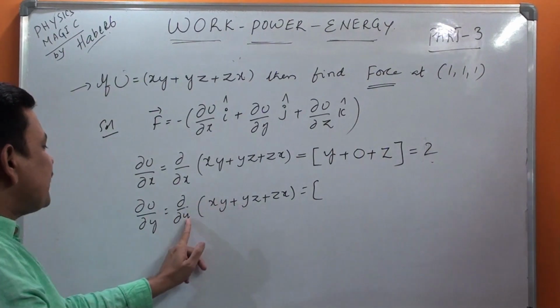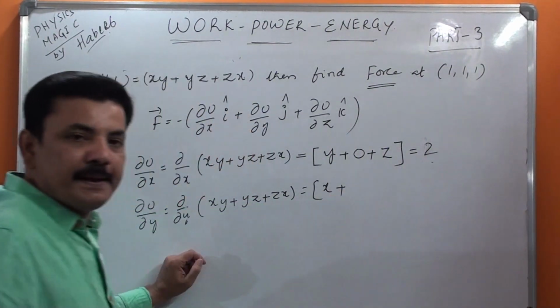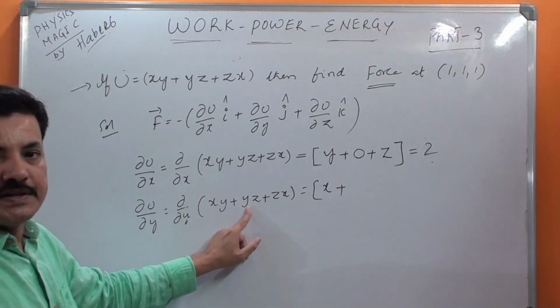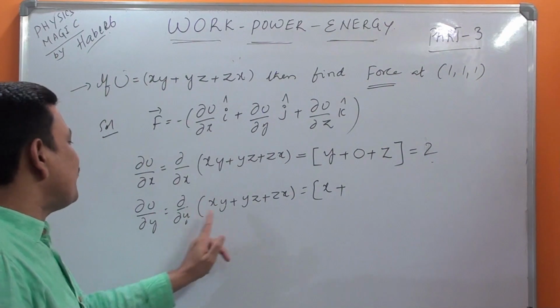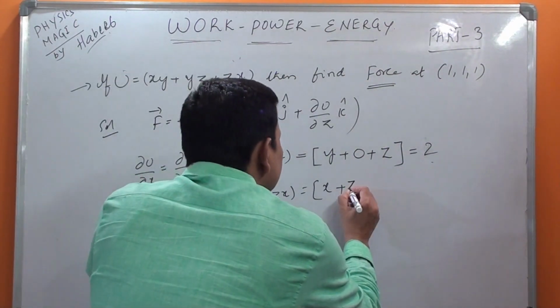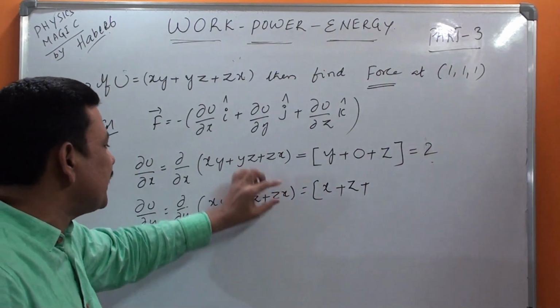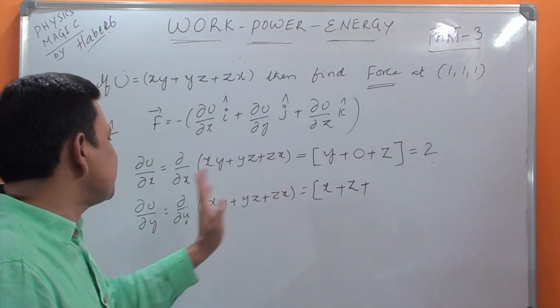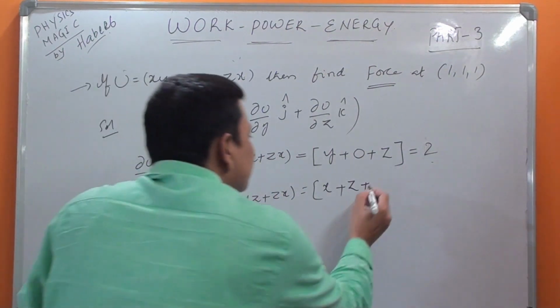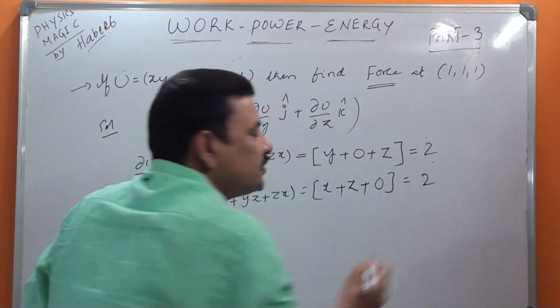But dou y by dou y is 1, so you will get only x. Plus here also y is there, so z will be valid, and dou y by dou y is 1, so it is only z. Now in zx, the y term is not there, so it becomes a constant, and constant differentiation is always 0. Once again if you substitute here, you will be getting 2.